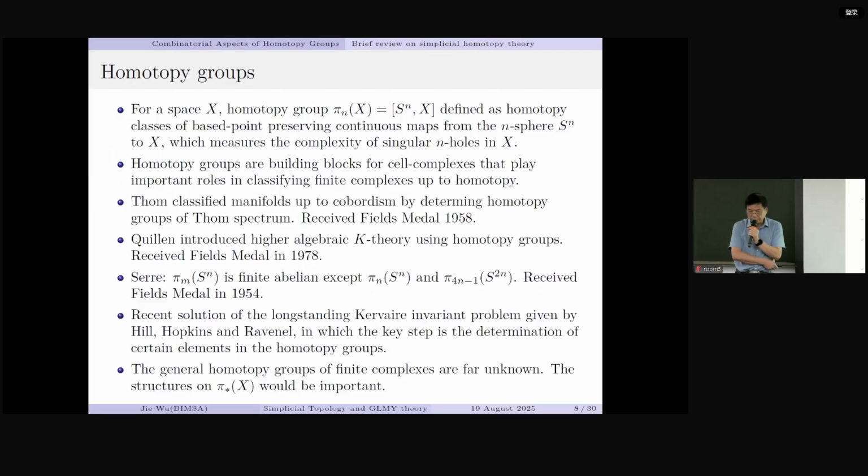Okay, so now let me say a little bit more on the homotopy groups, right? The homotopy group, from the definition, you use a sphere, like the n-dimensional sphere. You look at the pointed maps from the n-dimensional sphere to a pointed space, and then you take the homotopy classes of that, right? And it measures the complexity of the singular n holes in the space X, right?